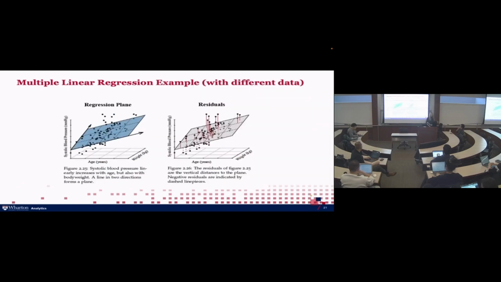Okay, so I said we were going to look at a plane. This is the plane. I did not want to make my own visualization. I was being really lazy and I didn't want to fit a plane in R, so I found this from the internet. So this is different data. It's looking at systolic blood pressure being predicted by age and weight.